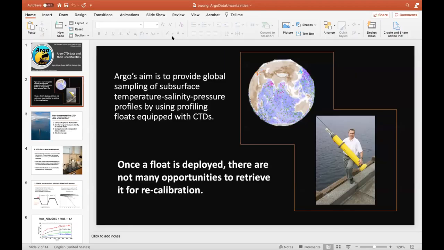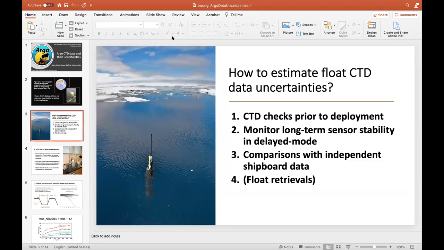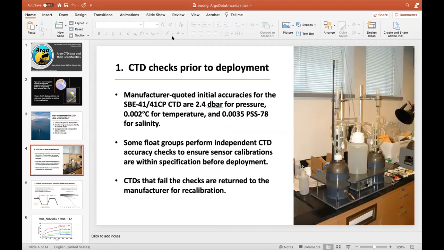The difficulty in evaluating data from profiling floats is that once a float is deployed, there are not many opportunities to retrieve them for recalibration. So how do we go about estimating float data uncertainties? I'm going to describe 3 methods that we've used. One is CTD checks prior to deployment. Second is long-term sensor monitoring in what we call delayed mode analysis. Thirdly is global comparisons with independent shipboard data. There is a 4th method, which is very simply to retrieve the floats and bring them back to the lab for calibrations, but this happens so rarely that I'm not going to talk about it today. So let's go through these 3 methods one by one.